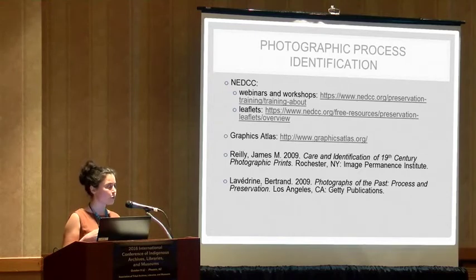We also have free informational leaflets on our website, which the address is there. The Graphics Atlas website is also a great website for process ID. They have photographs of photographs that are under certain types of magnification, different types of lighting, even cross sections. So it's very useful for learning how to look closely at photographs to get a good sense of being able to identify the different processes. And the last two resources are print books, which are both excellent, and I'd highly recommend them for your research library.